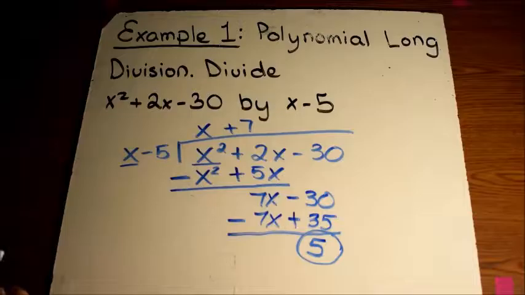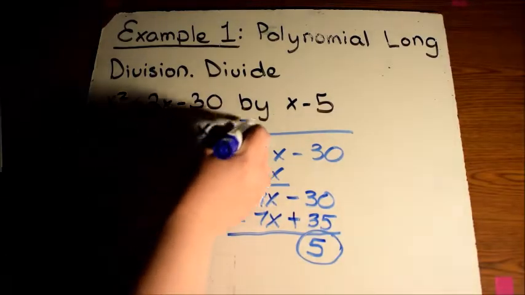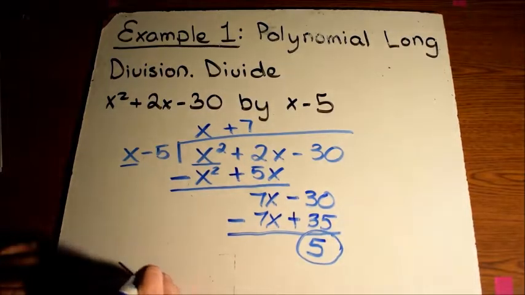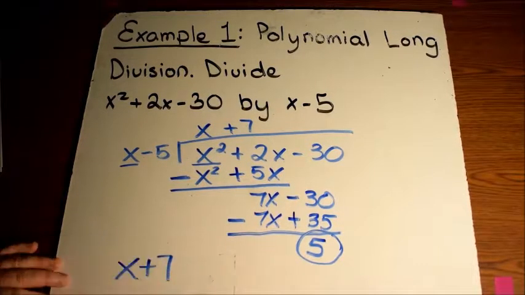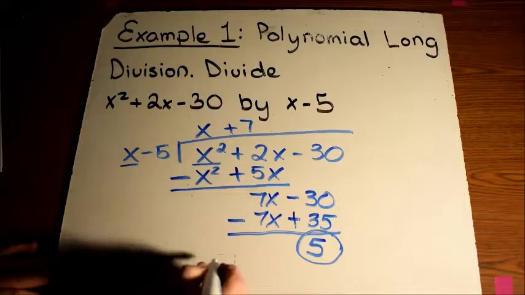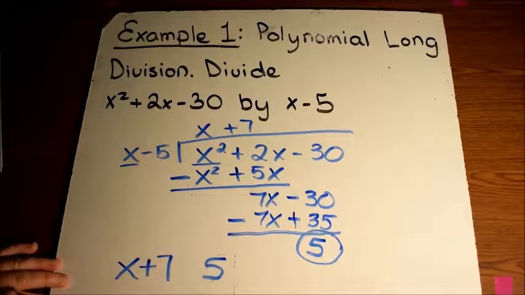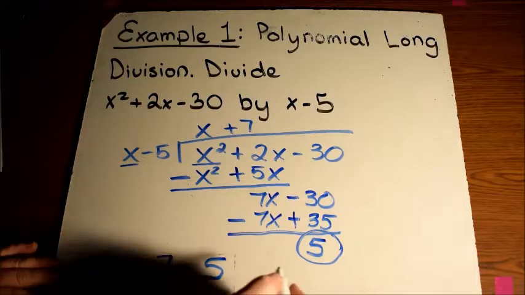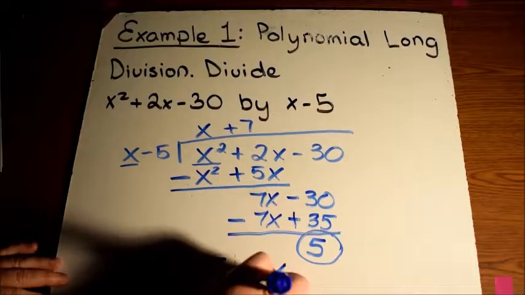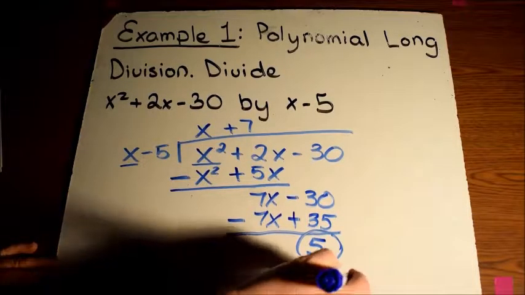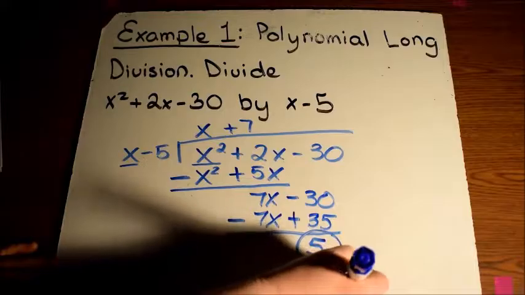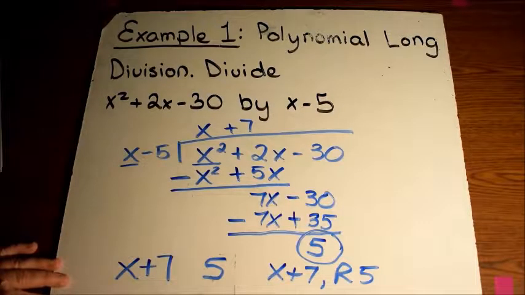So the way that we would write this, at the bottom of your page, it says the quotient's the thing up here at the top, x plus 7, with a remainder of 5. Or we write it as x plus 7, comma, R 5.